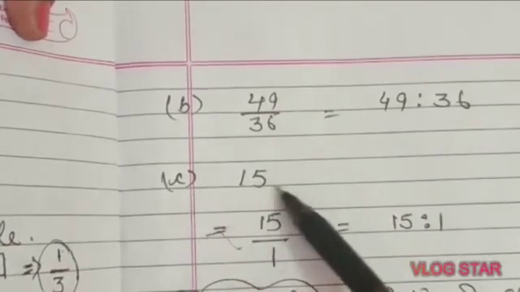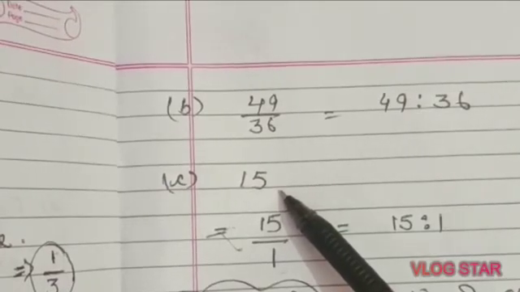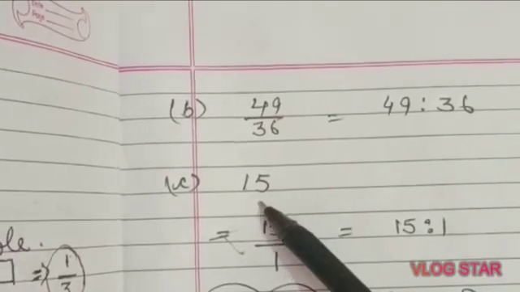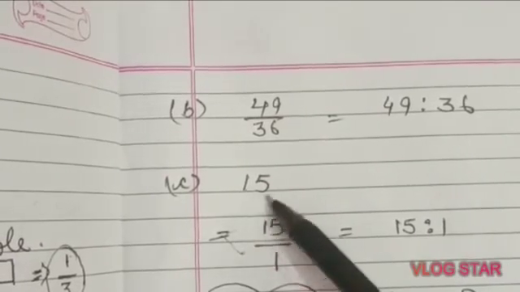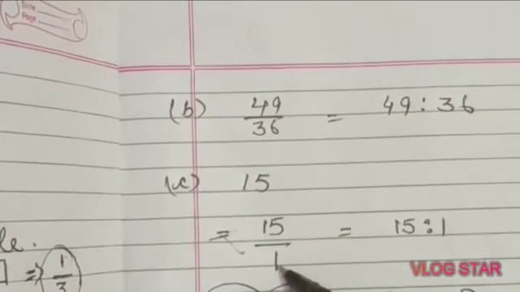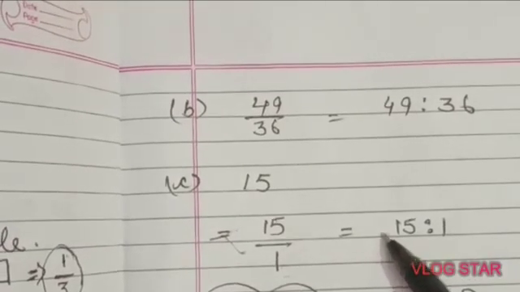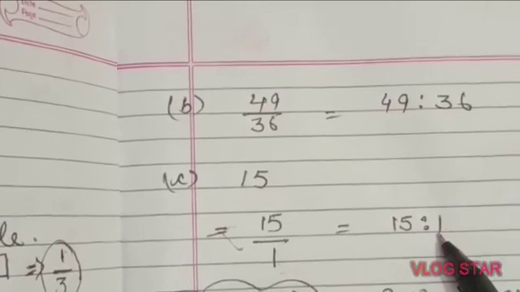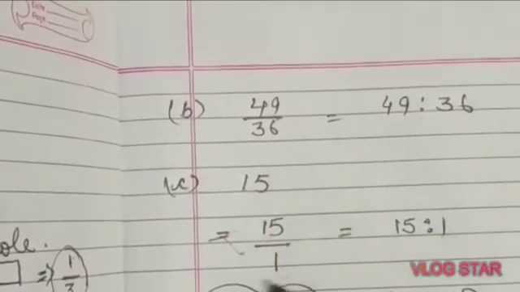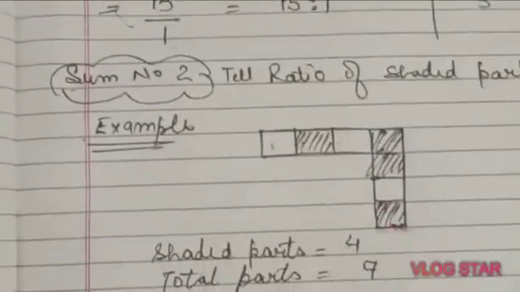Now C part is 15, only 15 is given here. What will you do in this case? In 15 we have only the antecedent, the consequent is not there, means the denominator is not there. You will add 1 as a denominator and then you will express it as a ratio, 15:1. So this was about expressing the fractional forms into ratio. Clear? Next, come to the next part.